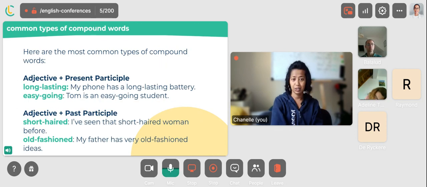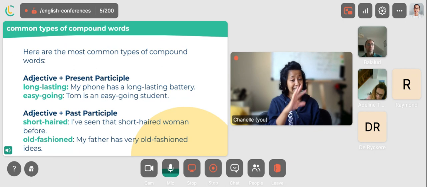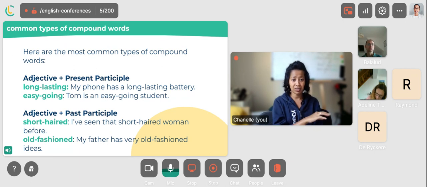So ici, on a des exemples. So here we have the most common types of compound words. Adjective plus the present participle. For example, long-lasting. My phone has a long-lasting battery. Easy-going. Tom is an easy-going student. And when we say easy-going en français, c'est facile à vivre.